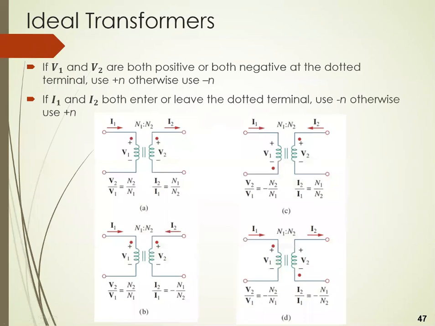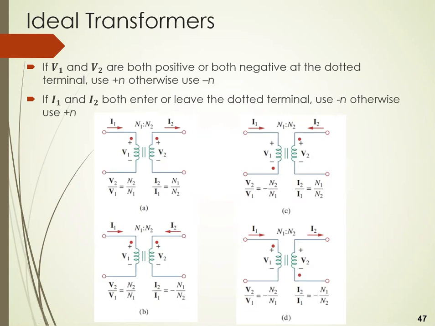This is similar to the dot convention, and you'll see that it's got the same type of use. So repeating this again, if V1 and V2 are both positive or both negative at the dotted terminal, then use positive N. Otherwise, you're going to use negative N. If you look at this first example, for figure A, V1 and V2 are both positive at the dotted terminal. So you're going to use a positive N, little n, which is the ratio of n2 over n1.